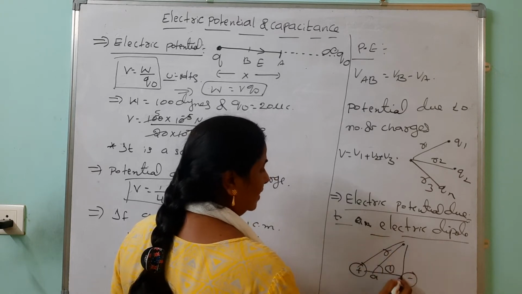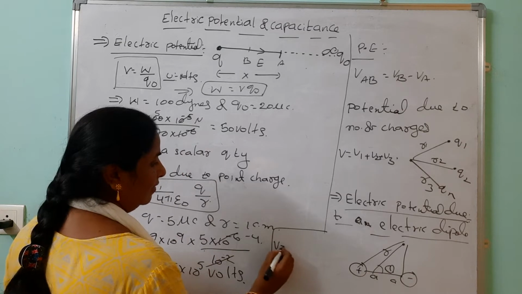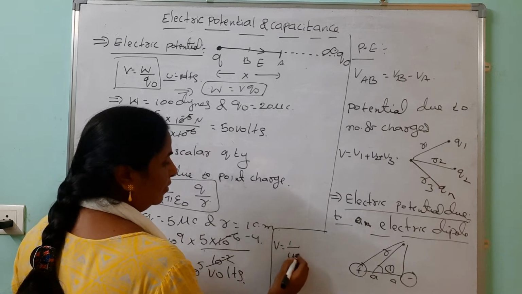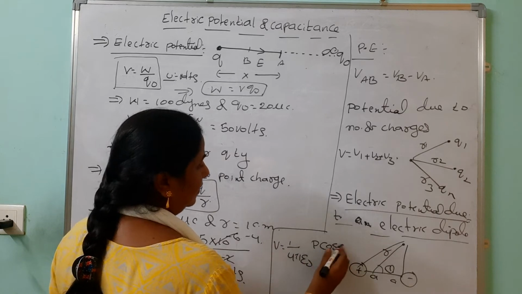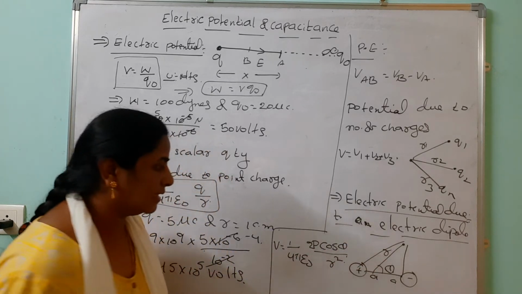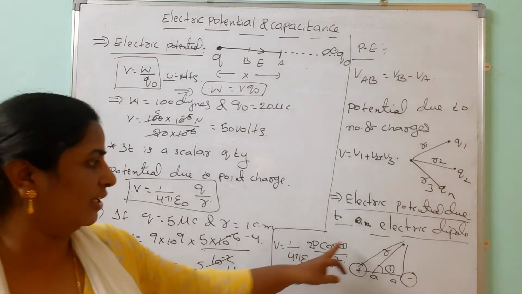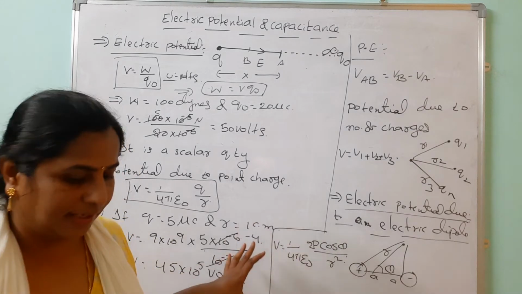After simplification, just remember that for an electric dipole, V equals 1 by 4 pi epsilon naught, P cos theta by R square. This is the formula for electric potential due to an electric dipole. Based on theta, we can change this value.